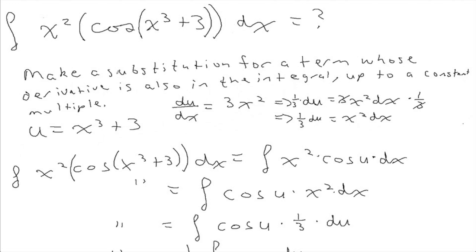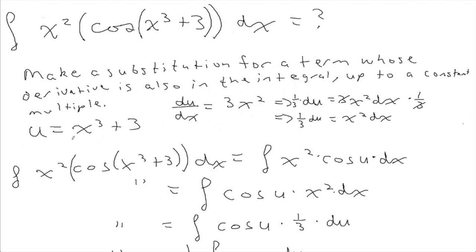Now the trick here is make a substitution for a term whose derivative is also in the integral, up to a constant multiple. It might have been hard to understand what I mean by that, but hopefully this example should make it clearer. Why did I decide to set u equal to x cubed plus 3? Why not set u equal to x squared, for example? Well, what's the derivative of x squared? It's 2x. But that's not in the expression, is it? Right. We don't want to make that substitution because the derivative of x squared is not in the expression, and this technique doesn't work so well in that case.